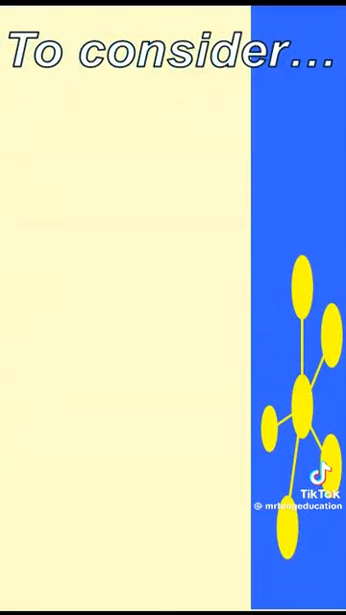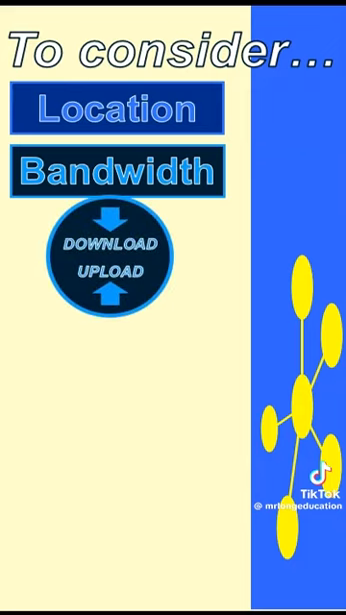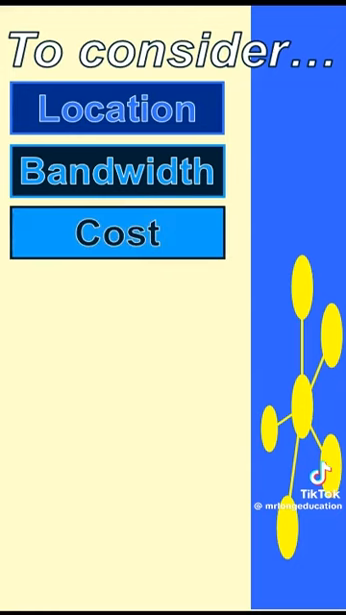When getting an ISP contract, there are several things to consider, like location. Make sure the ISP service is available in your area and check the network coverage, availability, and quality of the service in your specific location. Bandwidth. Consider your internet usage and the types of activities you'll be doing online. If you plan to stream, play online games, or work from home, you'll want higher download and upload speeds. Costs. Compare prices and packages from different ISPs to find the best deals for your needs and budget.